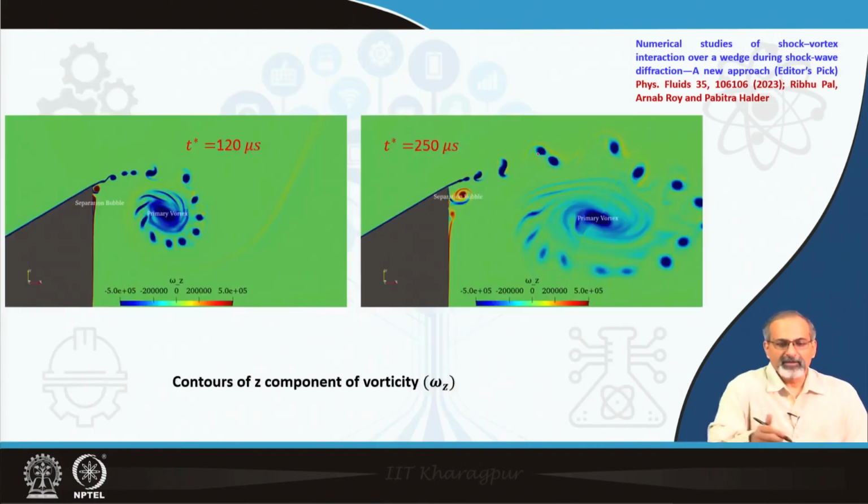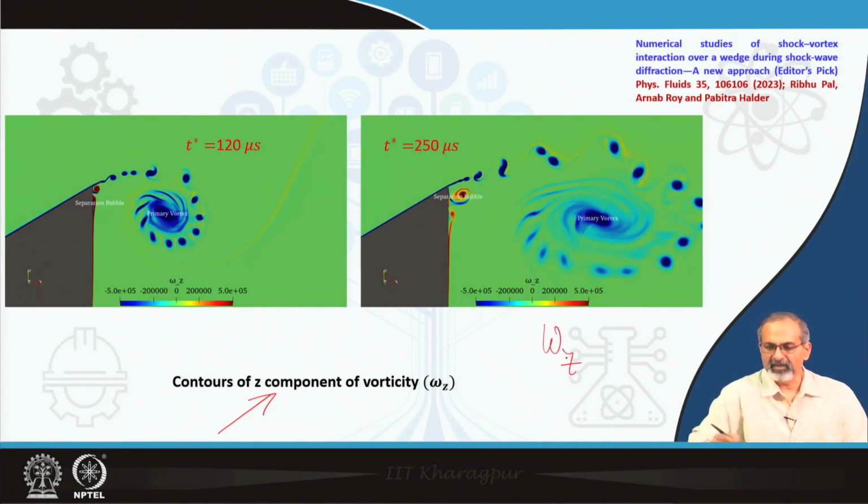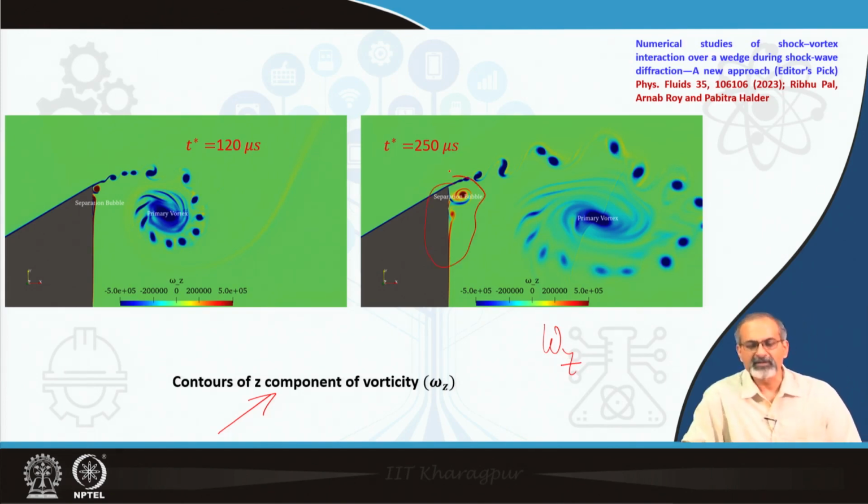And then if you look at contours of the z component of vorticity, so that is basically omega z, then you see structures like this. Again, as we said earlier, there is some kind of flow separation occurring at the corner of the base region of the wedge.